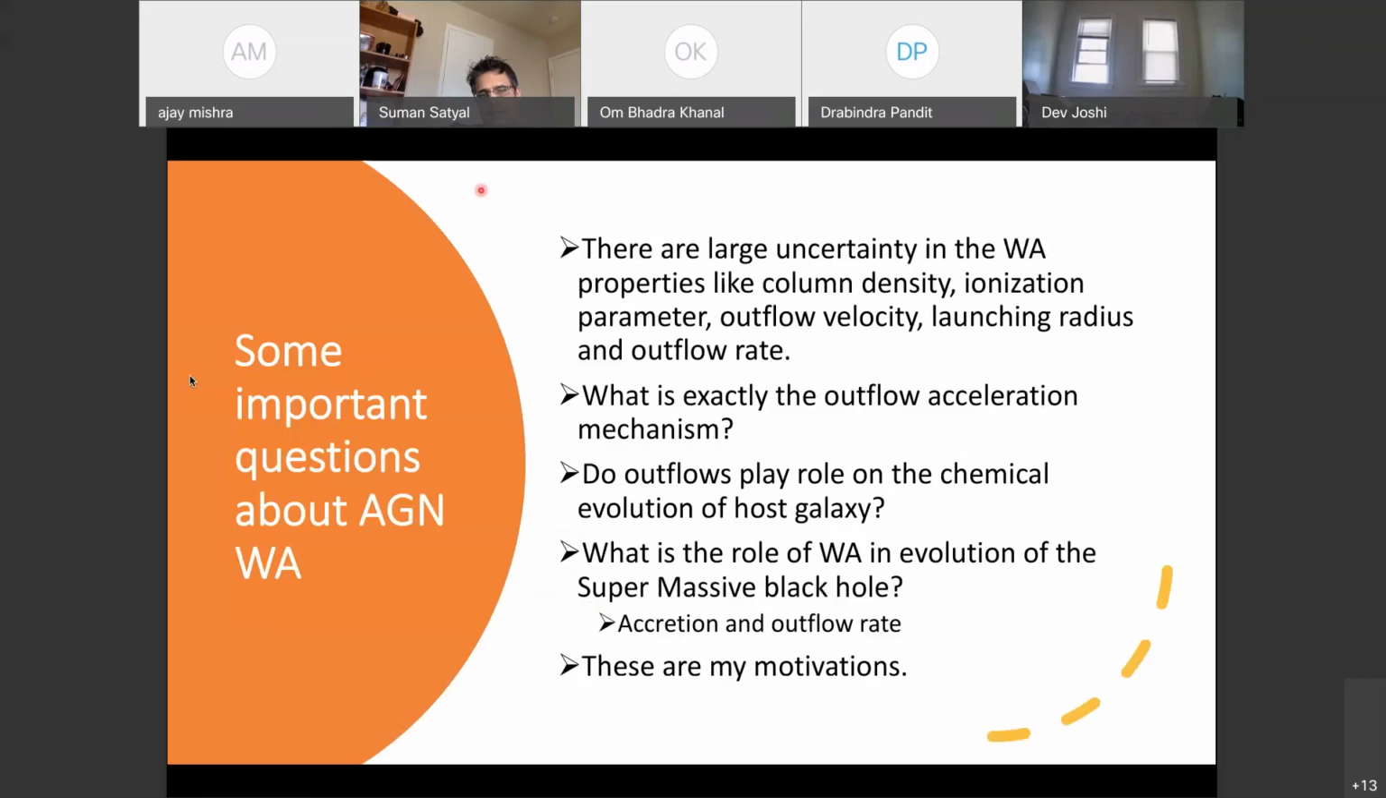Okay, now the question comes. Why do we even study the warm absorber? There are some questions that motivated me to work in this field. For example, there is large uncertainty in the physical properties and the launching radius of the outflow. We do not know exactly where and how they are produced. We do not know precisely about the chemical evolution of the host galaxy and the time evolution of the black hole. Study of the warm absorber may provide answers to those questions. The warm absorber could be a potential candidate for the feedback mechanism.